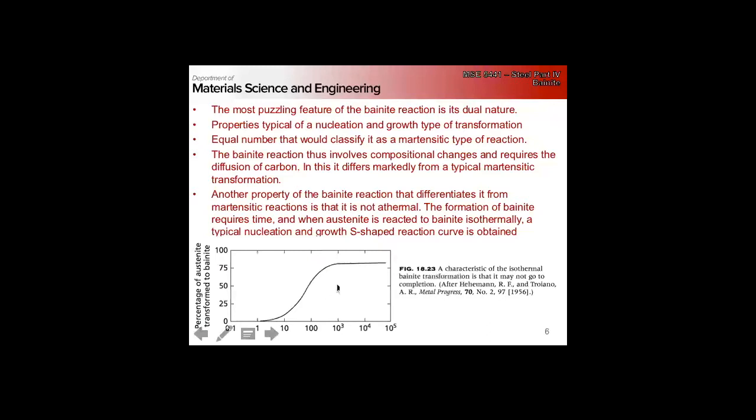So we get an S-shaped reaction curve, not nucleation curve, right? So if we look at this as the percentage of austenite transformed to bainite as a function of time, we get this sigmoidal shape, but it might not go to completion, right? In fact, most of the time it doesn't go to completion. In this schematic alloy, we're only going to about 80% bainite. And this is really typical of bainite.